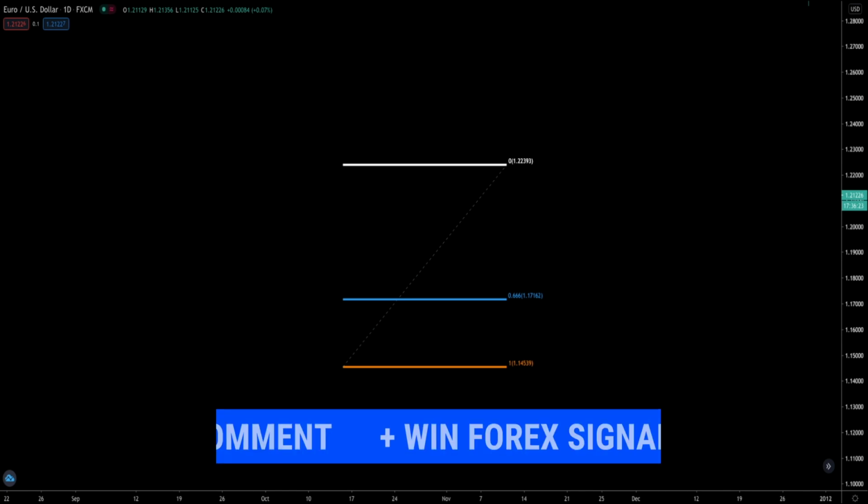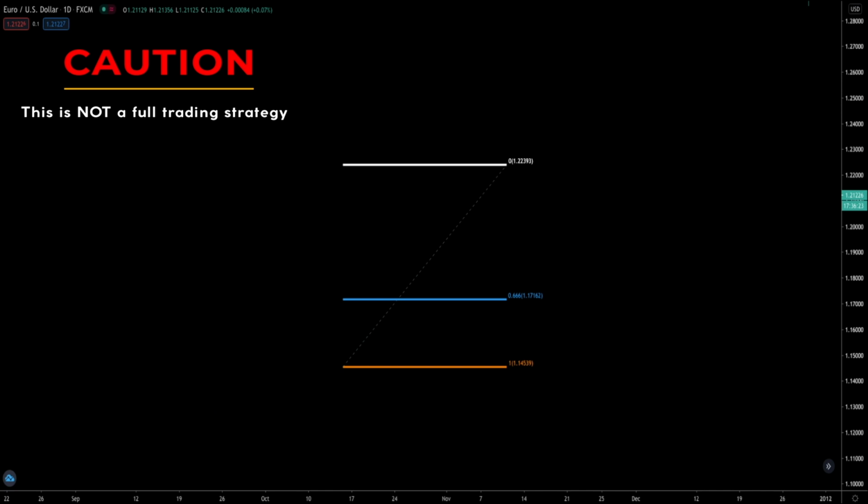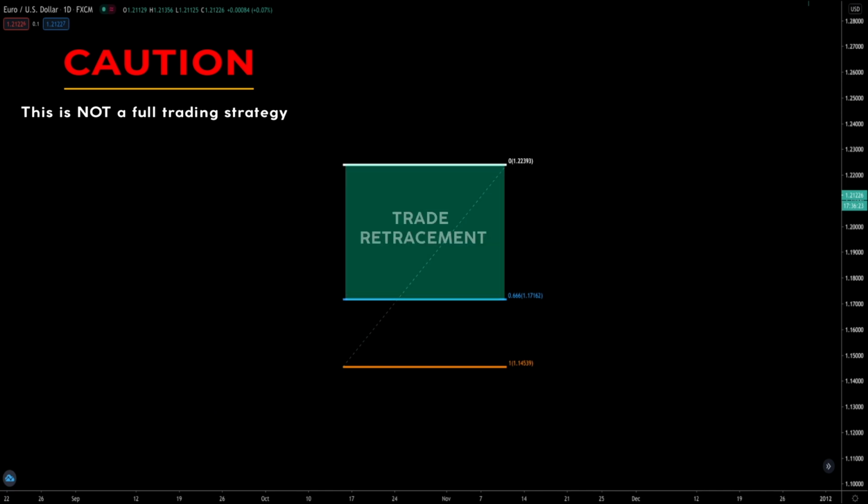But a word of caution that this is not a full trading strategy. This is just a small trick to determine if you should be trading a retracement or not. If the answer is yes, then you can carry on trading a trend following or retracement strategy. And if the answer is no, then you can either not trade or use a reversal trading strategy. Though I would advise you to stick to not trading it.